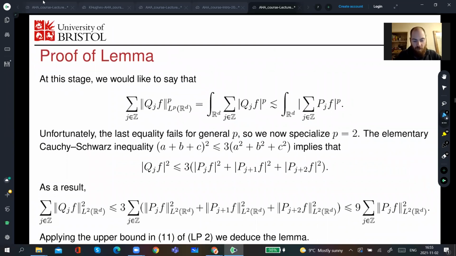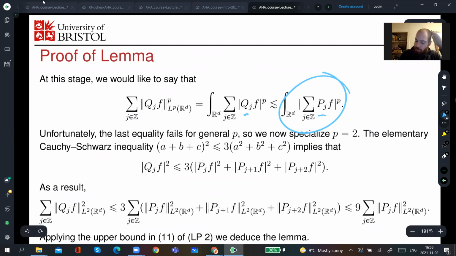At this moment, you'd really just like to say, okay, I can add up all these L^p norms and bound that by the original function. By replacing the Q_j with honest P_j, at the loss of maybe some constant, you think the sum over P_j of f is just f, so I get the L^p norm of f there. But that last inequality isn't always true. This is where we specialize to p equals 2. Then you just use Cauchy-Schwarz, a very elementary version: if I take three non-negative numbers, add them up and square them, that's less than or equal to 3 times the sum of their squares.